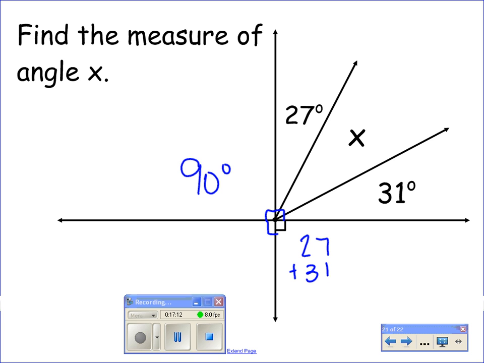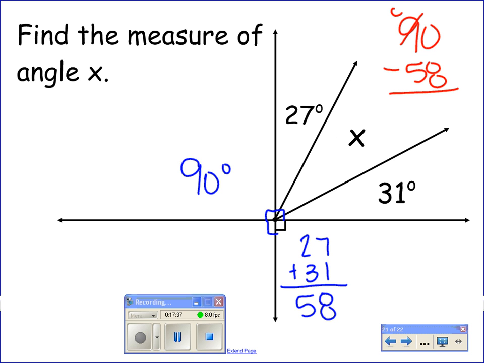27 plus 31. 7 plus 1 is 8. 2 plus 3 is 5. So 58 degrees are accounted for. We know that all 3 need to add up to 90. So what are we going to do to figure out this missing angle X? Yes, we are going to subtract 90 minus 58 to figure out what the measure of angle X is. Borrow. 10 minus 8 is 2. 8 minus 5 is 3. So the measure of angle X is 32 degrees.